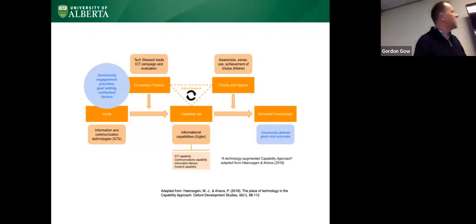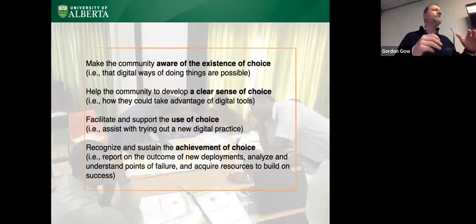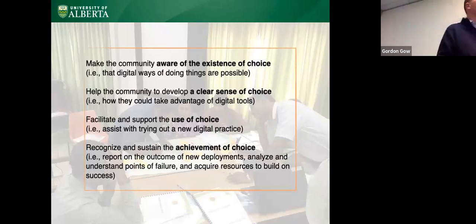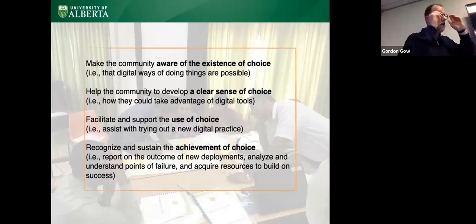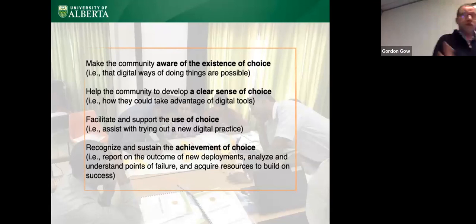And this is what we do when we boil down what a tech steward's supposed to do, right down to its essence. We bring this slide up and we talk to them. We say there's really 4 things you're trying to do as a steward. You're trying to empower the communities to make informed choices about their use of technology and then support them in that.